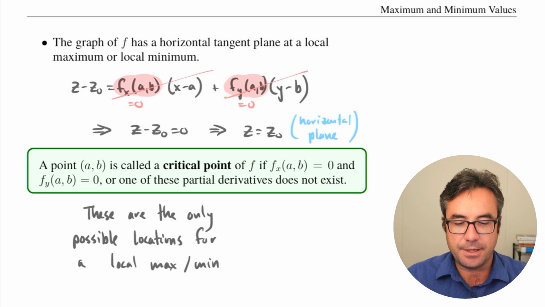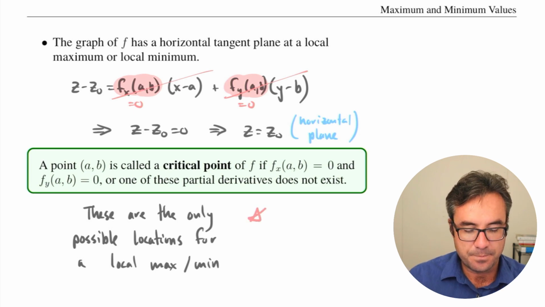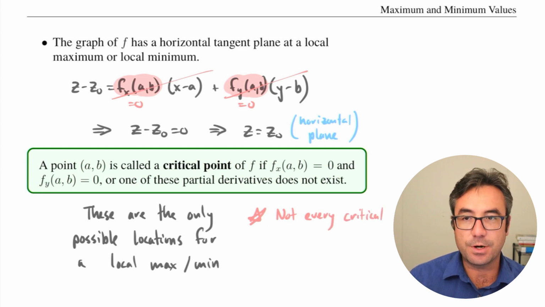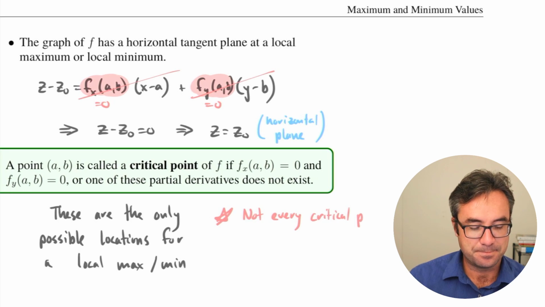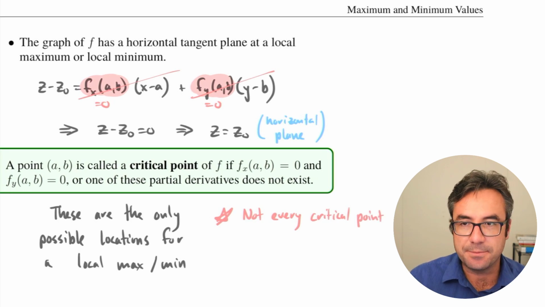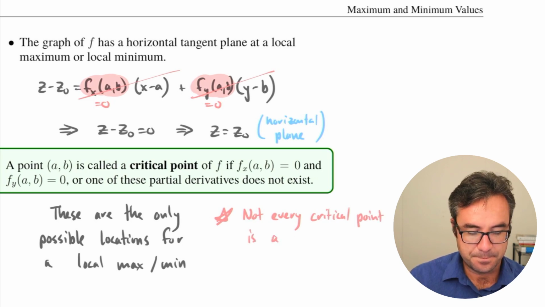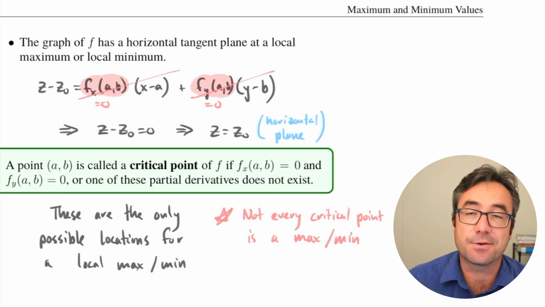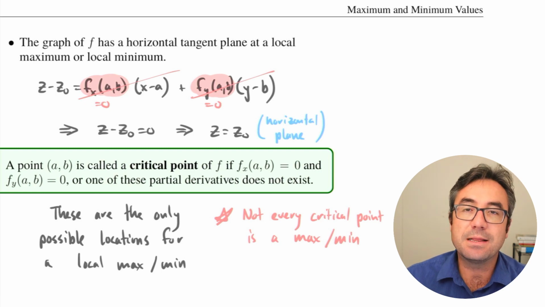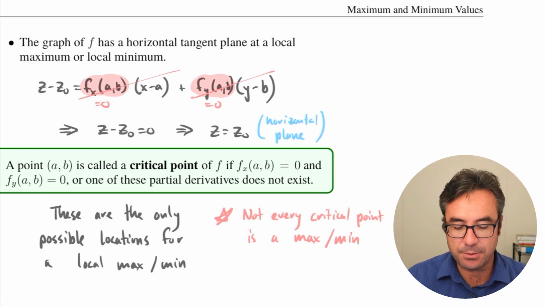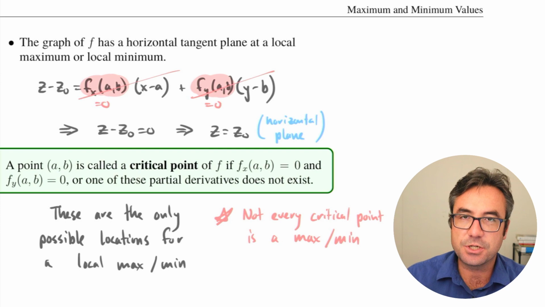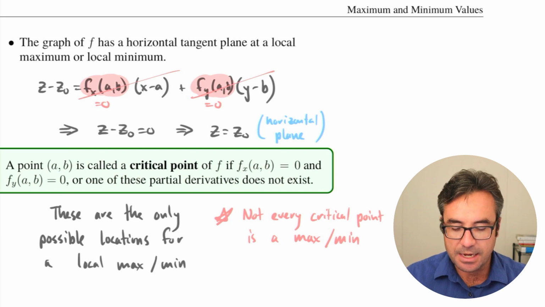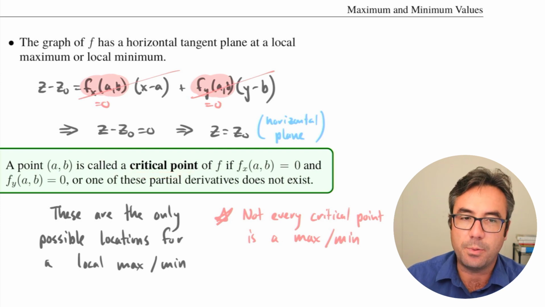But unfortunately, not every critical point is going to be a max or min. So there's sometimes critical points that are neither max nor min. But at least we are going to be able to identify that if our function does have a max or min, it can only happen at a critical point.